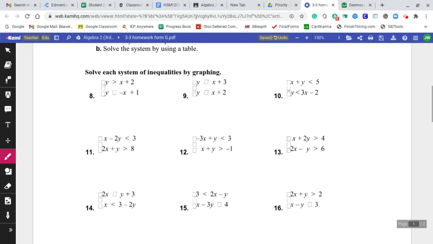Here's number 8 through 16. This is the rest of the page. And again, you're going to solve the rest of these by graphing, right? I'm going to do these for you.